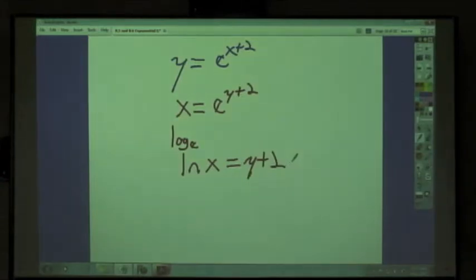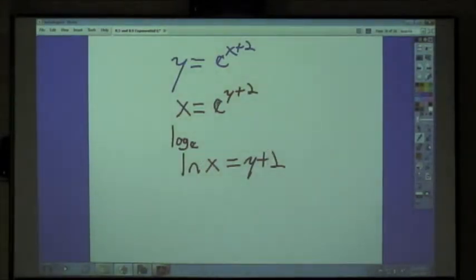I don't get it, Mr. Harrison, I don't get it. Look again. This base, which is e, raised to this power, y plus 2, equals x. E to the y plus 2 equals x.